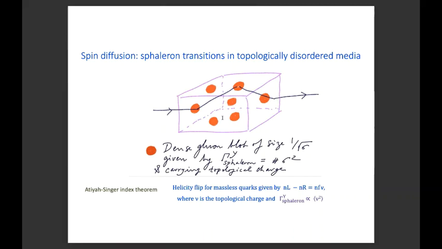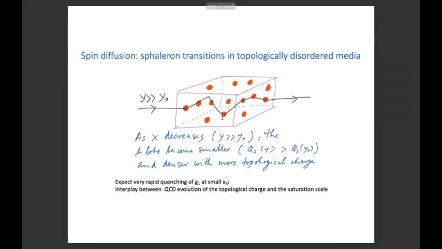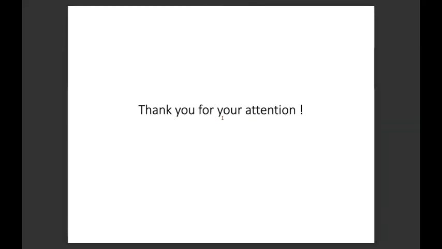As you go to higher and higher energies, the sphaleron transition rate is greater, so the root mean squared topological charge is greater, and that creates more and more helicity flips. That's what leads to a rapid quenching of the proton spin. As you go to higher energies, you have more and more of these blobs, which carry more and more topological charge, so you see lots of helicity flips of the quarks as they go through this medium. That's really what is responsible for this rapid quenching of the structure function. Anyway, thank you for your attention. Sorry for being on time.